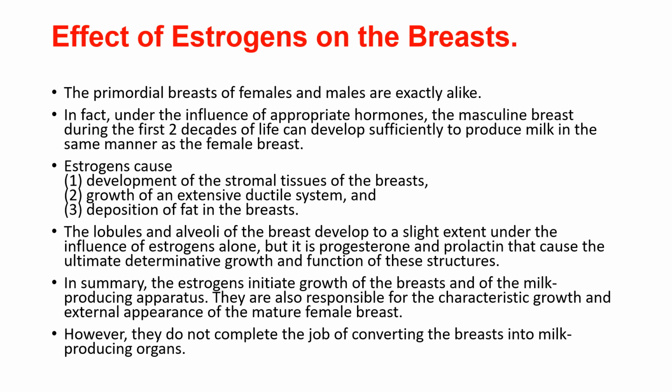The lobules and alveoli of the breast develop to a slight extent under the influence of estrogens alone, but it is progesterone and prolactin that cause the ultimate determinative growth and function of these structures. In summary, the estrogens initiate growth of the breasts and of the milk-producing apparatus. They are also responsible for the characteristic growth and external appearance of the mature female breast. However, they do not complete the job of converting the breasts into milk-producing organs.